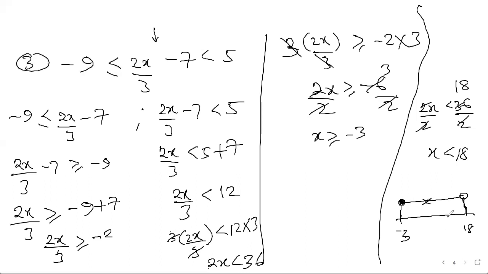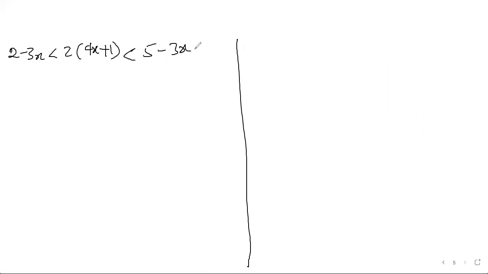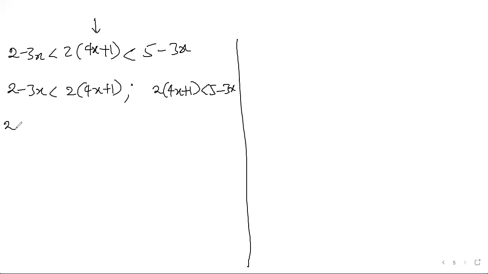Then question 4. I have 2 minus 3x less than 2 into 4x plus 1 less than 5 minus 3x. So if I split on the middle one, I will have 2 minus 3x less than 2 into 4x plus 1. Then I will also have 2 into 4x plus 1 less than 5 minus 3x. So if I rewrite this, I will have 2 into 4x plus 1 greater than 2 minus 3x.